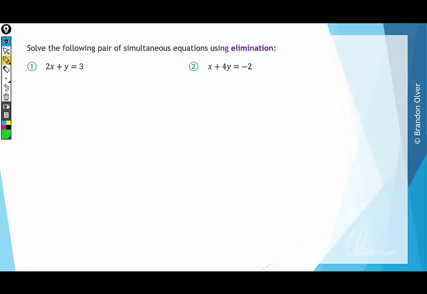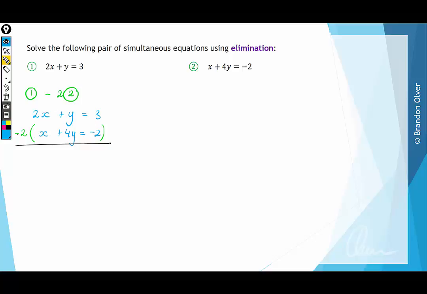So to get rid of the x, we can see that equation 1 has 2x and equation 2 just has 1x. So what we're going to do is take equation 1 and subtract 2 times equation 2 from it. To do the subtraction, we're going to stack the equations on top of each other. So we'll have 2x plus y is equal to 3. Then we're going to subtract 2 times the second equation, and that will be x plus 4y is equal to negative 2. So now all we need to do is add or subtract the like terms.